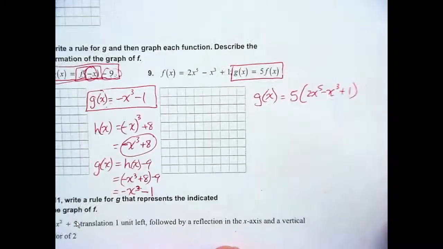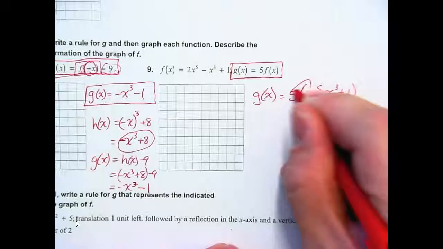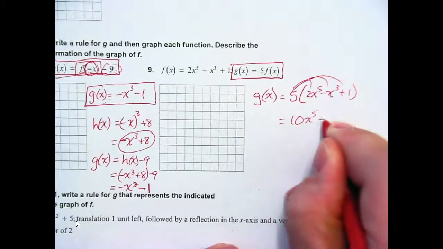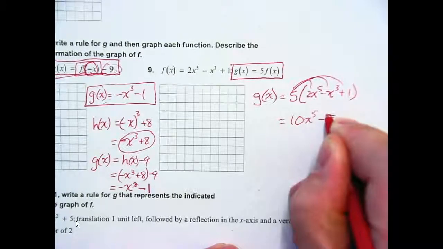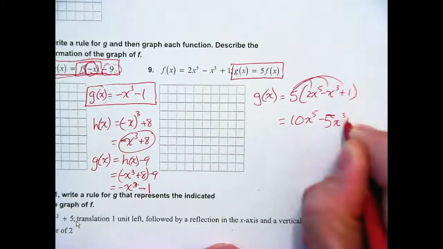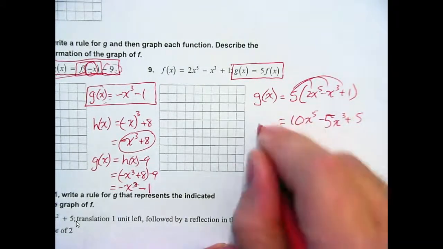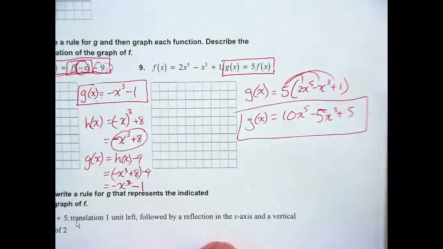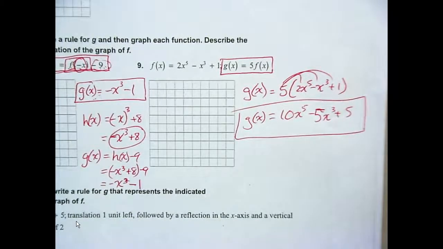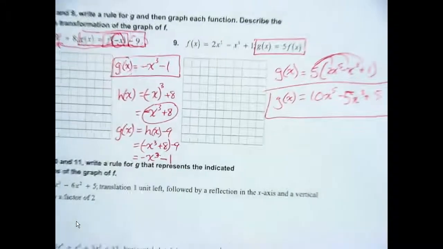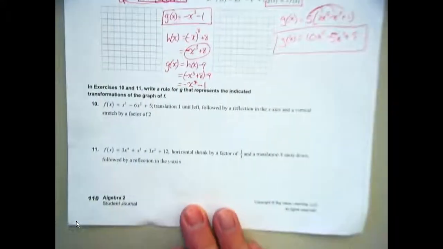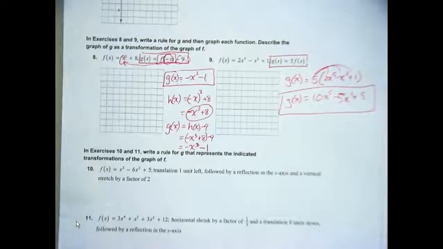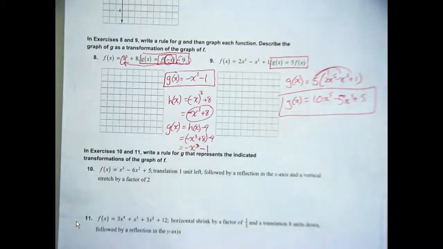So we're just multiplying everything by 5, right? Okay, so 10x to the 5th minus 5x cubed plus 5. Very good? Okay? Any questions? Okay, I want you to take a look at 10 and 11. Okay, start with 10. Do your best on it.